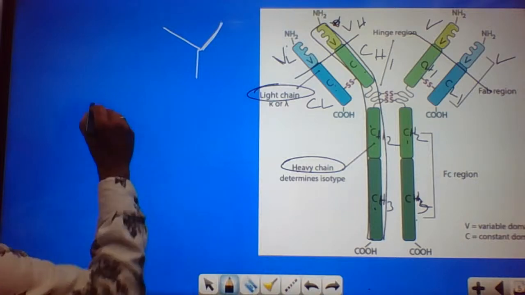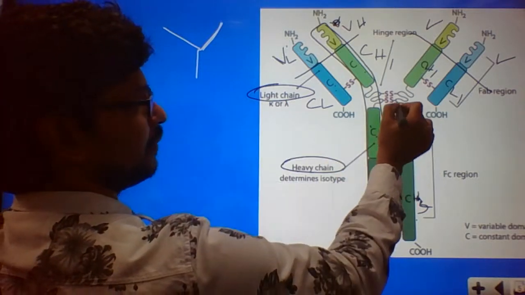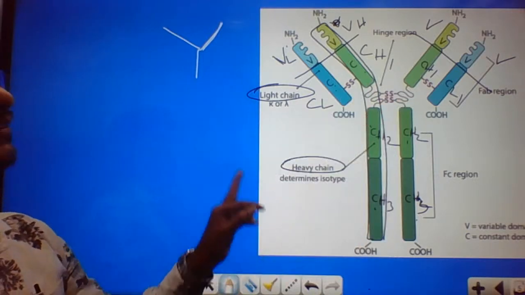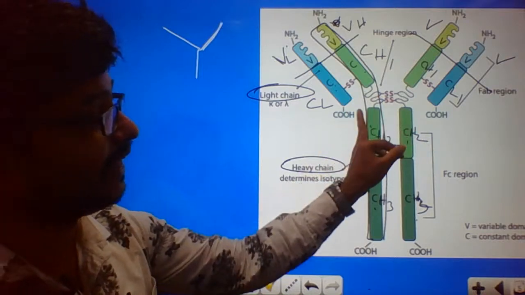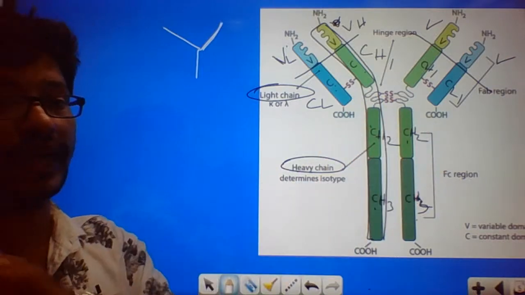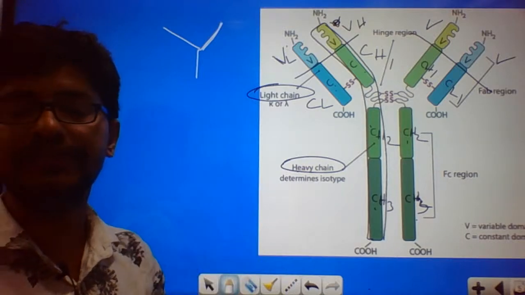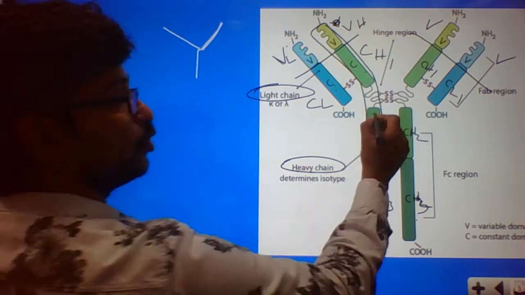So when you make the structure of the antibody, these light chains and heavy chains are connected by means of what? By means of the disulfide bonds. Disulfide bonds which connect the light chain and heavy chain, and also connect the heavy chain and heavy chain. So no disulfide bonds which connect two light chains. Now sometimes they ask to identify the correct statement or incorrect statement.